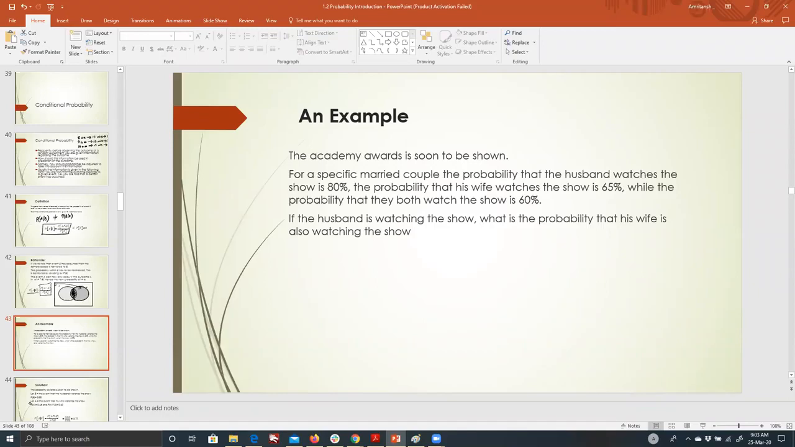So it's conditional, right? It is wife given husband. What you have to calculate is, because the husband is already watching, the husband event has already occurred. Now you need to calculate the probability that the wife is also watching.